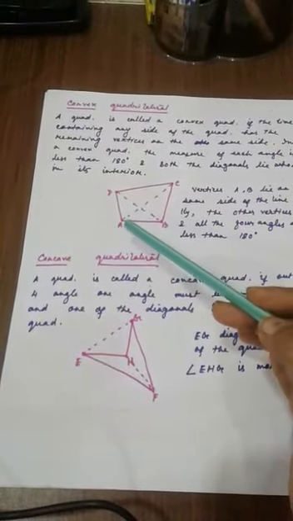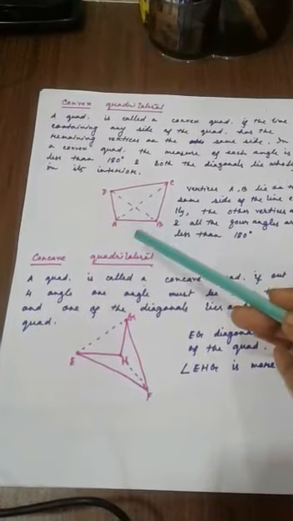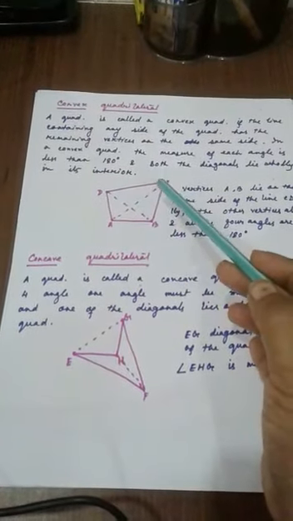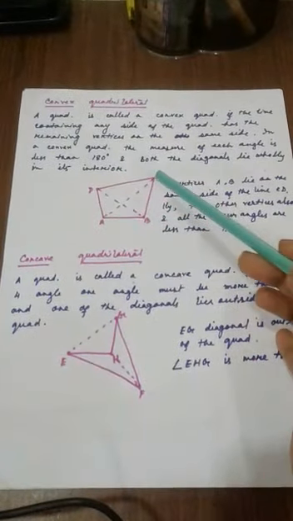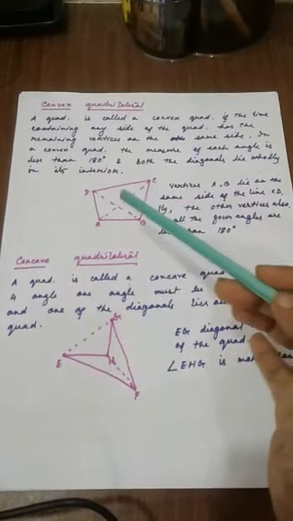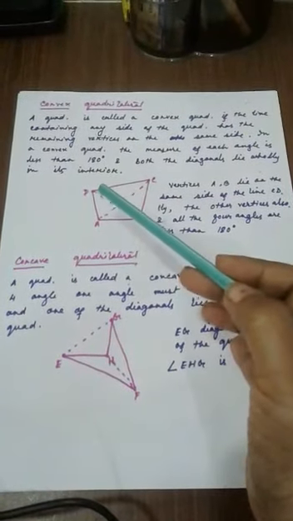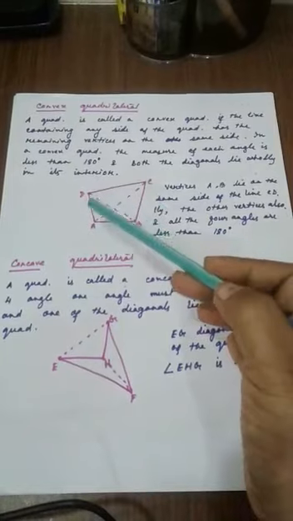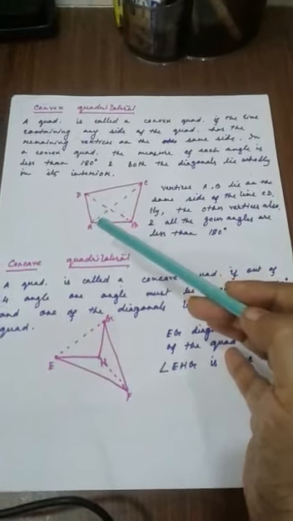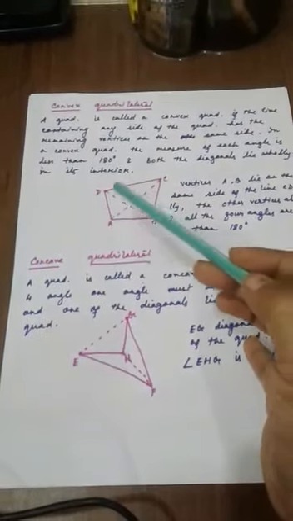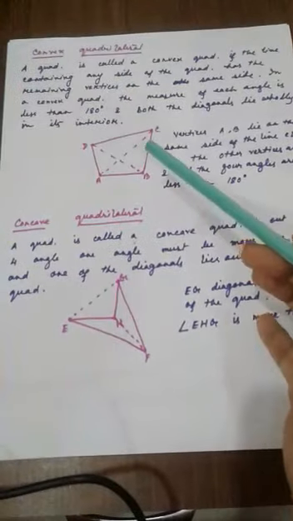Suppose vertices A and B lie on the same side of the line CD. Similarly, if you consider CB, the vertices A and D lie on the same side of it. And you can see all the interior angles are less than 180 degrees. So this kind of quadrilateral is known as a convex quadrilateral.